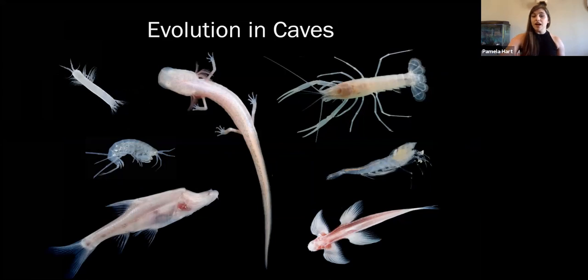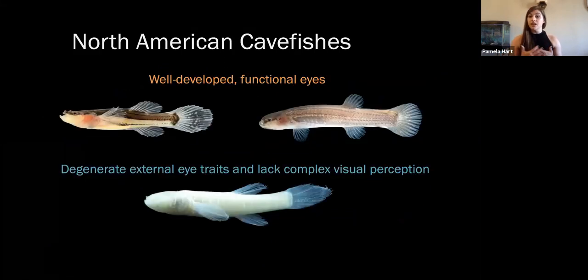And in particular, I use fishes from the North American family Amblyopsidae to study these topics. This family includes surface-dwelling species with well-developed functional eyes and vision, and cave-dwelling members with no external eye characters and lacking visual perception. They are distributed throughout the southeastern United States. And I would like to point out here that I have colored the text related to eyed fishes in orange and blind in blue. And this color coordination for eyed and blind will continue throughout the rest of my talk.